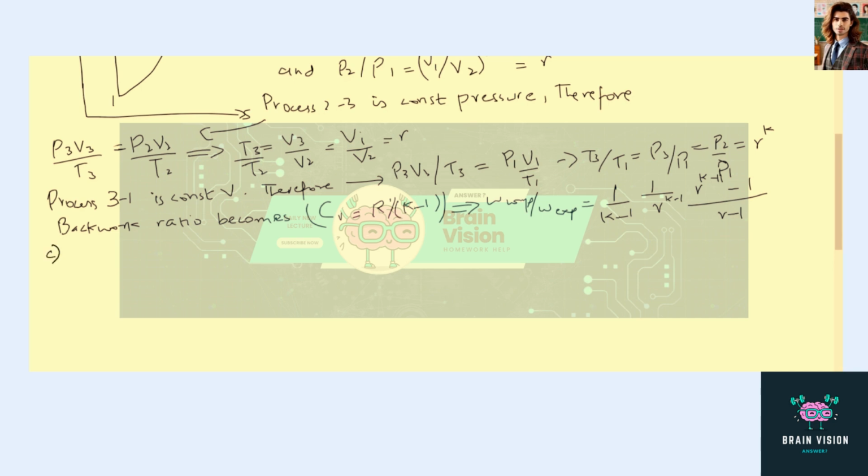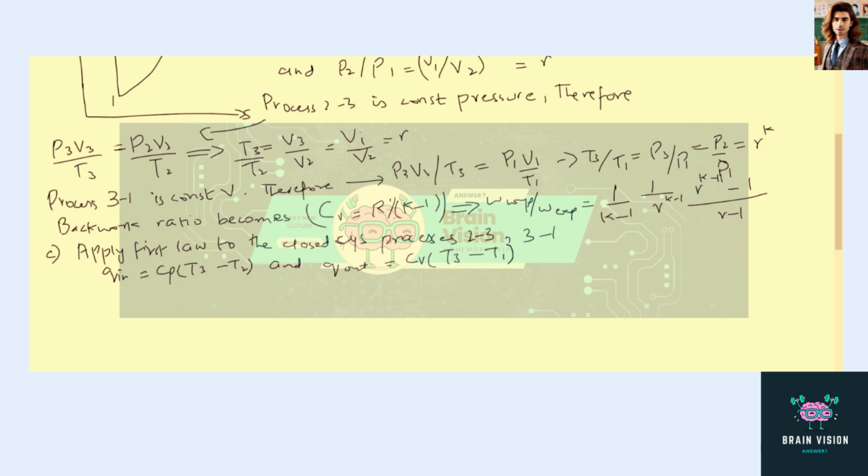Now apply the first law to the closed system for processes 2 to 3 and 3 to 1 to show that Qin is equal to Cp (T3 minus T2) and Qout is equal to Cv into (T3 minus T1).